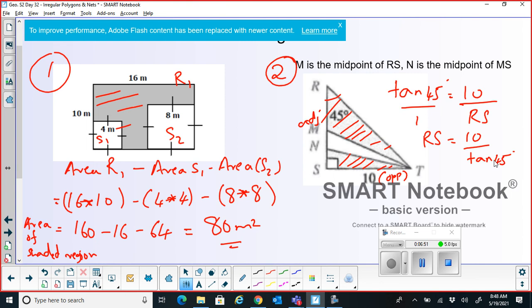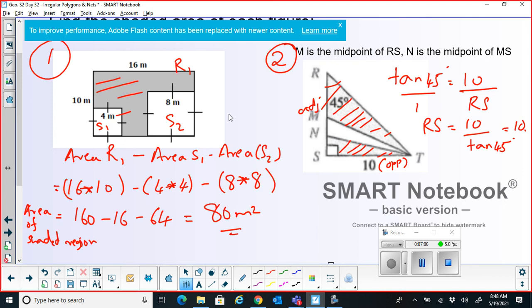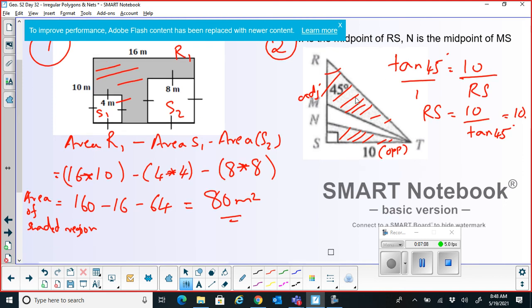Let's substitute this in the calculator. 10 divided by tan 45 is 10, because tan 45 is 1, so 10 divided by tan 45 gives us 10. We know RS is also 10, which means, since they have given that M is the midpoint, we can say RM equals 5 units.